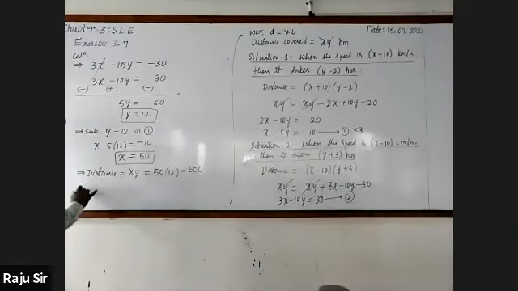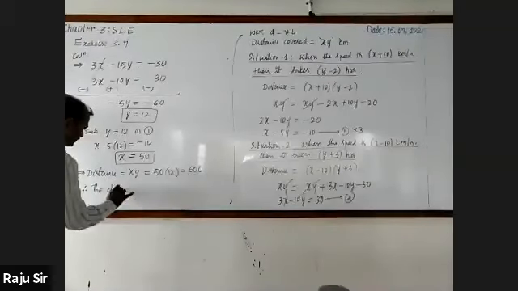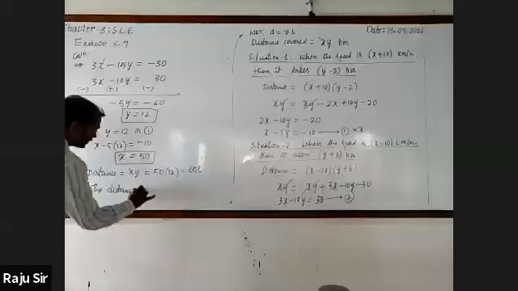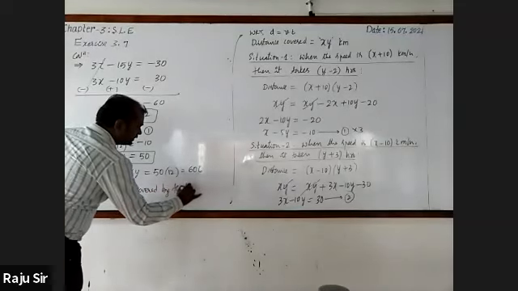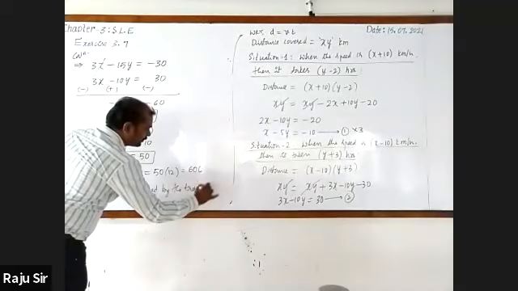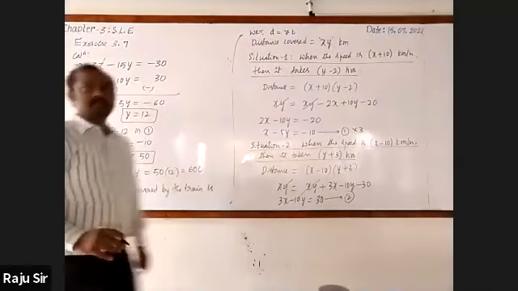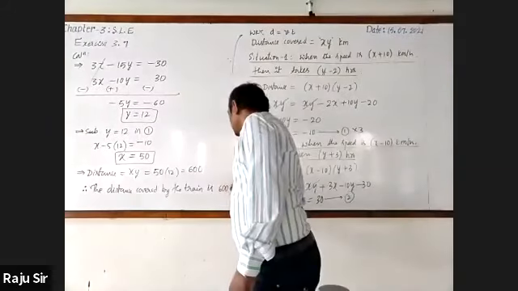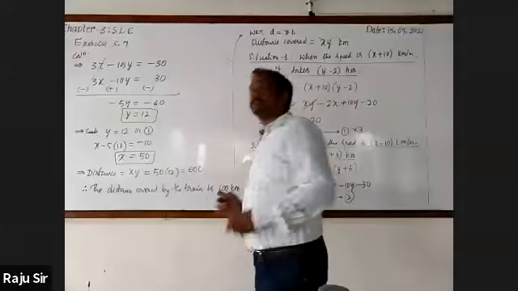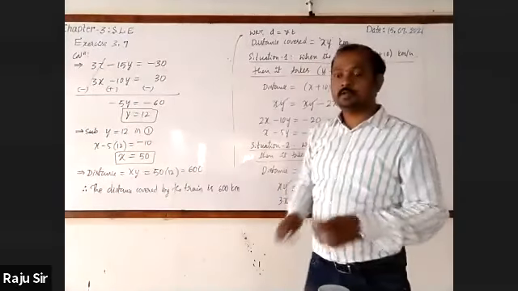So write the conclusion. Therefore, the distance covered by the train is 600 kilometers.